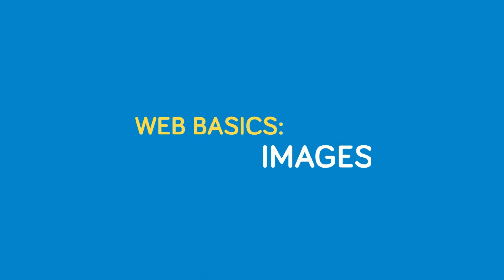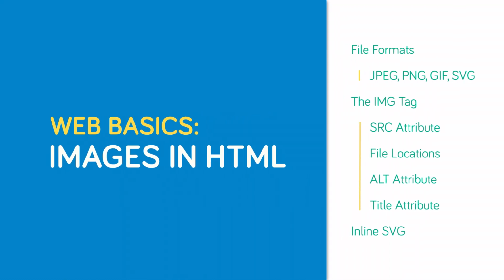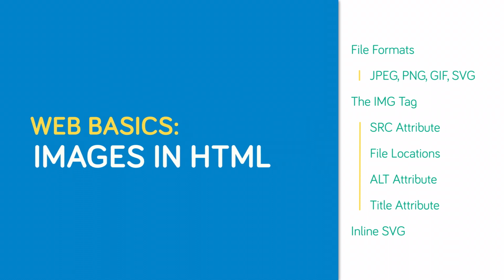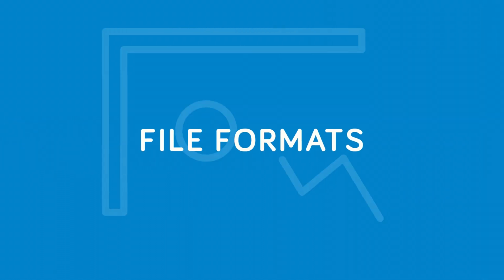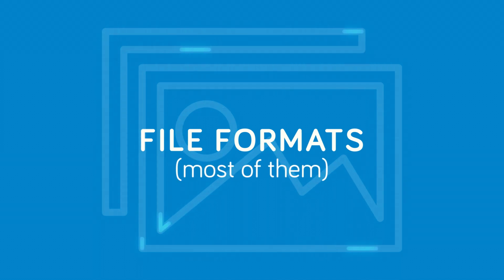Let's take a look at how images are used on the web. Web pages can contain many kinds of content, but one of the most common types of content is the simple image. Let's explore some of the most common file formats used on the web. It's important to remember that while this list is far from complete, there are many formats that aren't supported by web browsers at all. So it's a good idea to stick to these for most purposes.